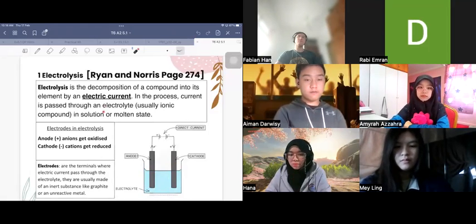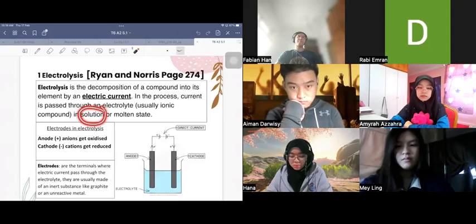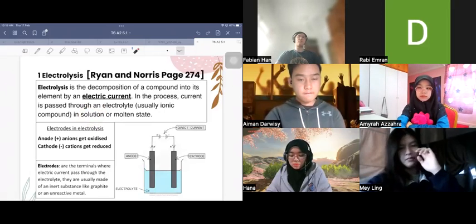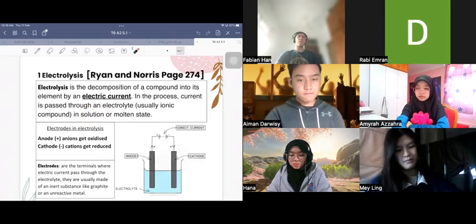So if you have it in solution, that means aqueous, you would have water, H2O. Just to remind you that H2O can also release a little bit or a small amount of H plus and OH minus. Okay.